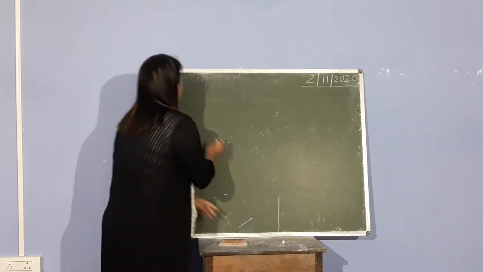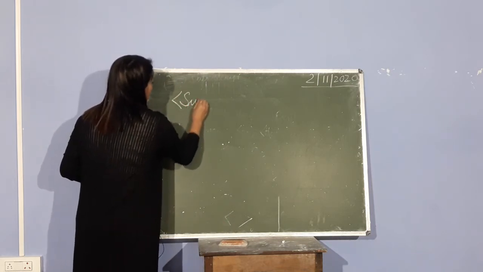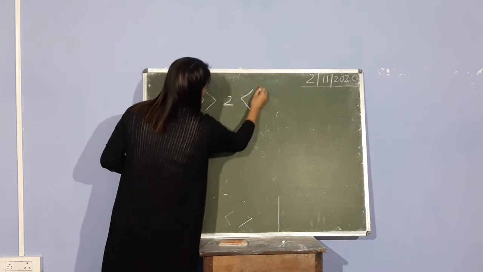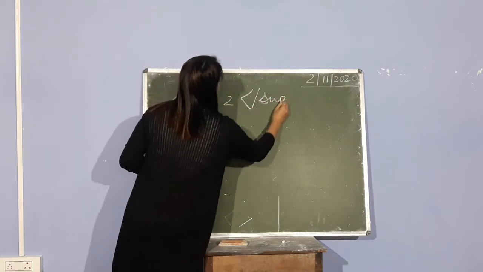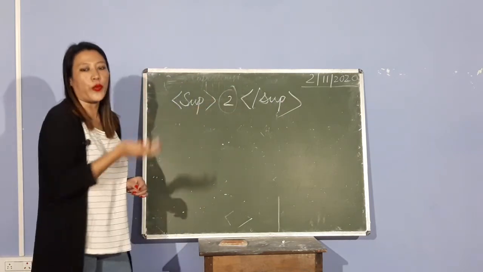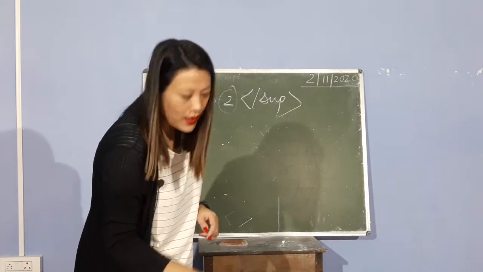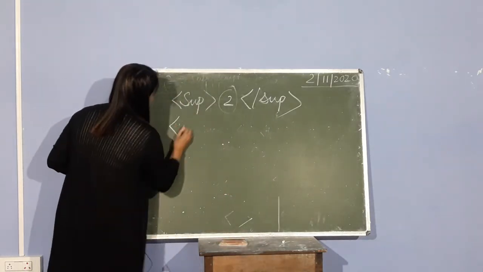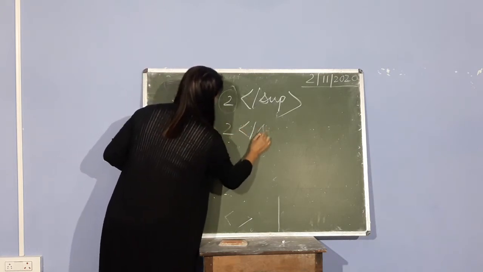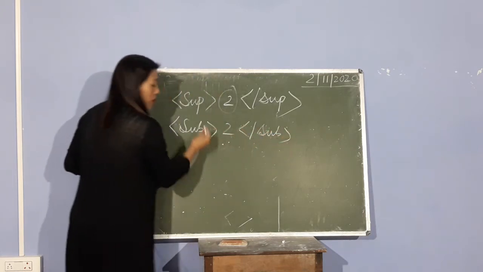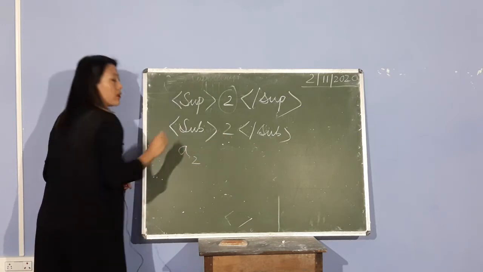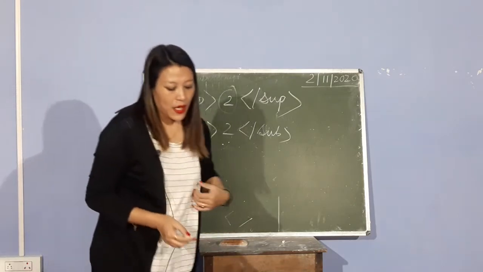Like you have to write SUP, okay? Super. Then if you write 2 and close it, this 2 will go above your normal character, okay? Then comes subscript. If you write SUB 2, then SUB close, this 2 will go below your normal line. Like suppose A, then this 2 will go down, okay? That is superscript and subscript.